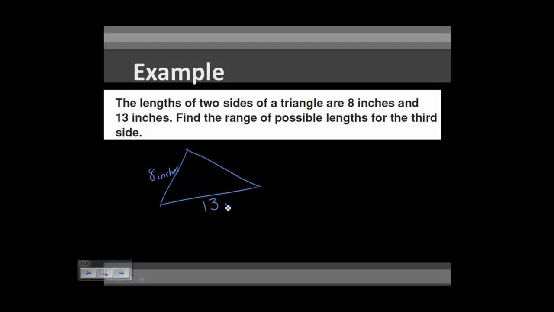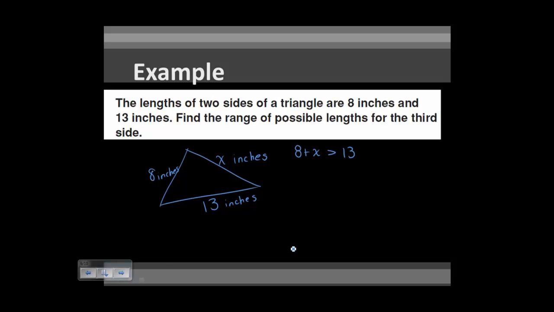So there's a lot of possibilities for this particular side, according to the triangle inequality theorem. It doesn't just have to be one thing. Okay, so because I don't know how long it is, I'm going to call it x inches. Now for the triangle inequality theorem, I know that the sum of any two sides must be greater than the longer side. I don't know what the longest side is here, so I'm going to write all three inequalities. I'm going to say that 8 plus x has to be greater than 13.